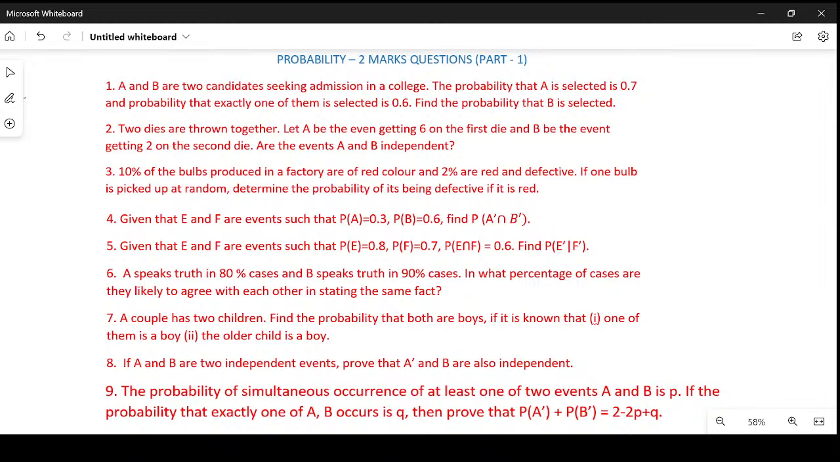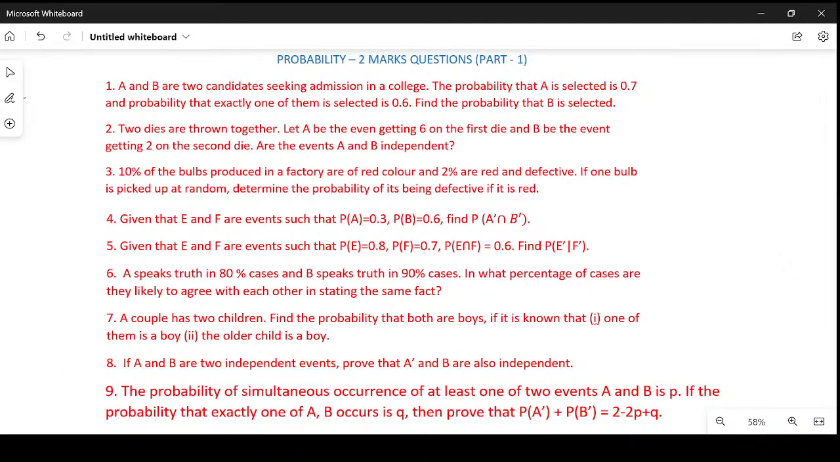These are the 9 most important expected questions. These are the 9 maximum possible expected probability 2 marks questions, part 1, that I am doing today. Tomorrow's session I will do one more session for part 2, 2 marks questions only. These are all important questions that I am going to cover.